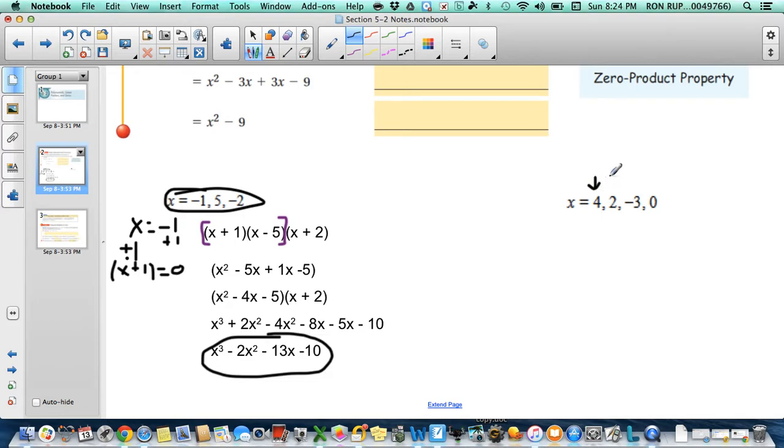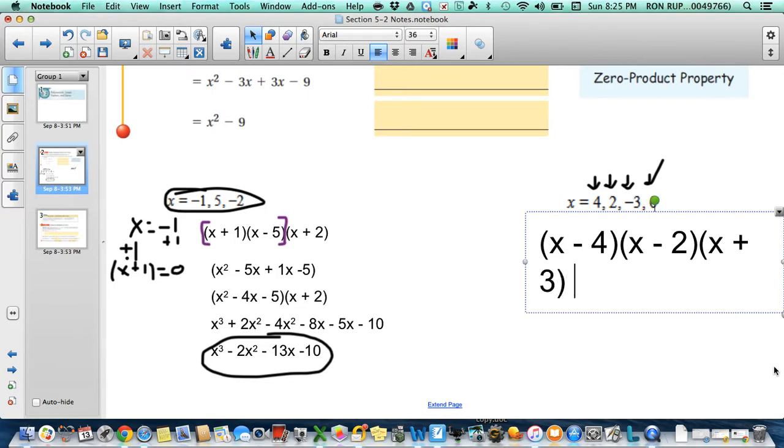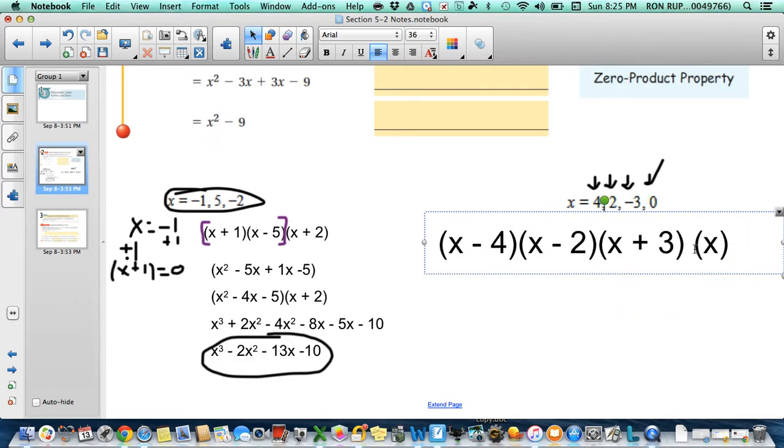Let's try this one over here. There are 4 zeros. Oh man, look out. So let's do that. Let's make our factors. If we set x equals 4 and we solve for 0, we'd have to subtract 4 from each side. So we get x minus 4 equals 0, x minus 2 equals 0, x plus 3 equals 0, and x equals 0. So we just have an x.